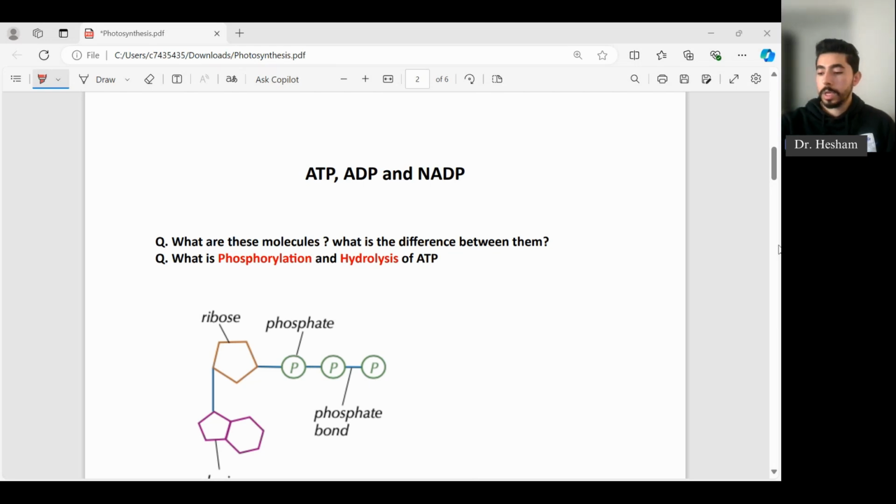So we have to know what these things are: ATP, ADP, NADP, NAD, reduced NADP. These are terms that we're going to be using a lot in photosynthesis and respiration. So what is ATP exactly?